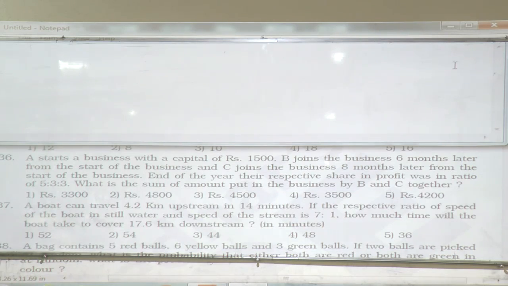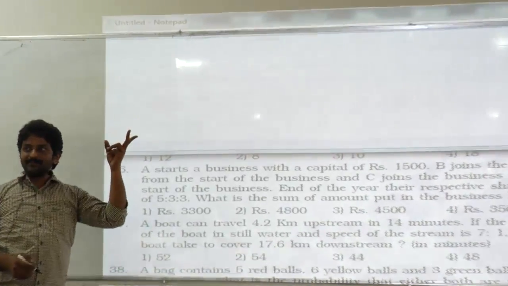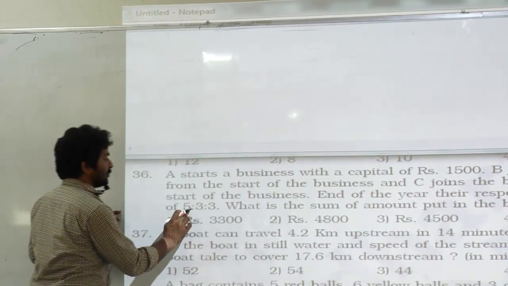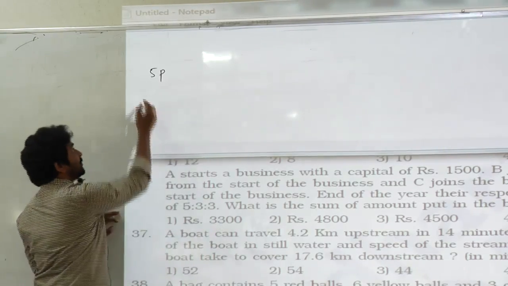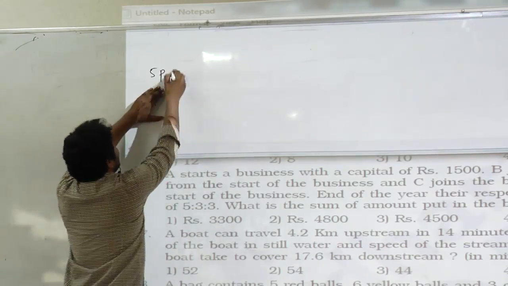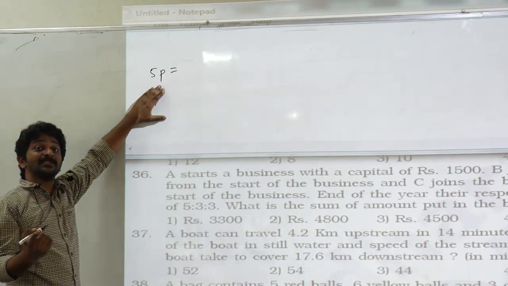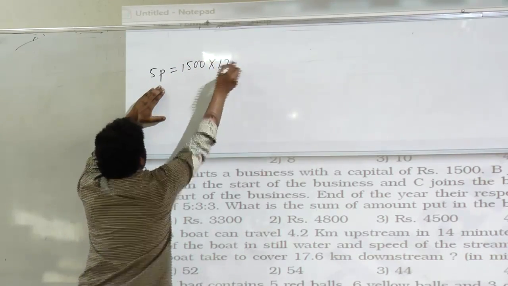Now out of total profit, how much is A getting? 5 parts. B 3 parts. C 3 parts. Now let me calculate the profit sharing ratio of A and B and C together, because I know complete information about A. Let it be separate. So A is getting 5 parts. B and C together are getting 6 parts. A is getting 5 parts for an investment of 1500 rupees for how many months? 12 months. So 5 parts will be equal to 1500 rupees into 12.